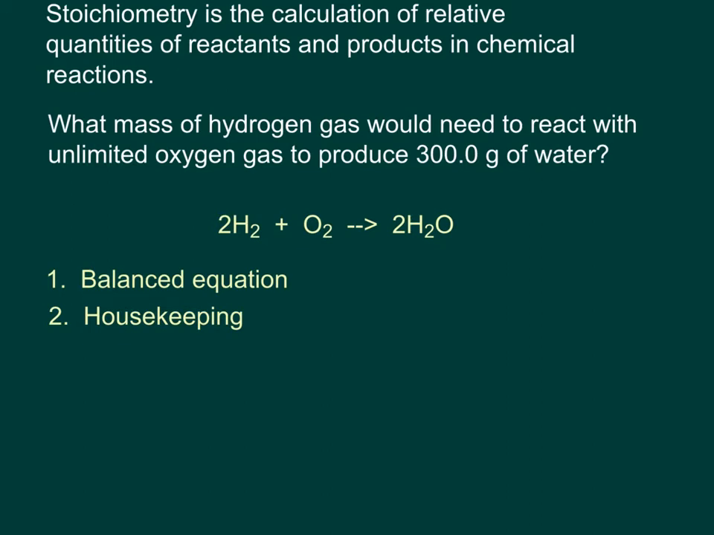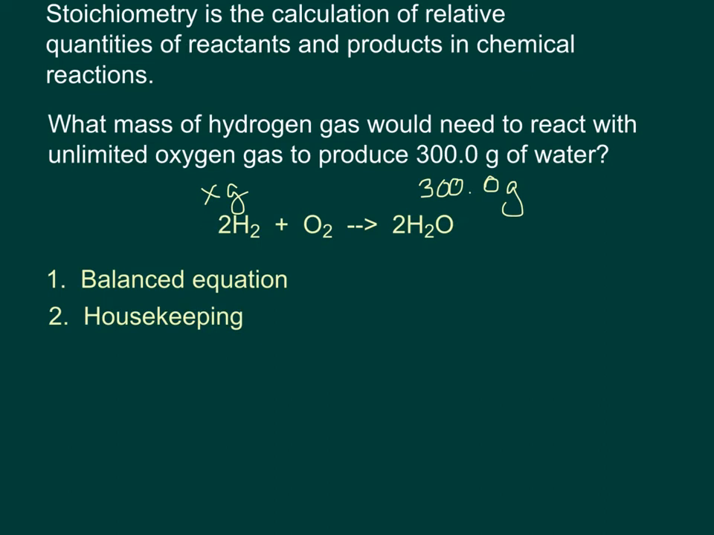So according to my problem, it says what mass of hydrogen gas, so that means I'm going to put X grams over hydrogen gas, would need to react with unlimited oxygen gas to produce 300 grams of water. So I want to produce 300.0 grams of the water. My housekeeping's done. Now I know what it is I'm solving for, and I know what my reactant is going to be.